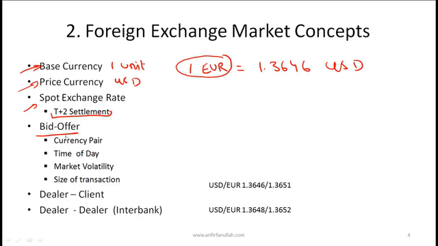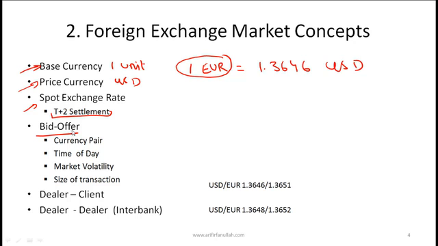Bid offer. Now for any given currency pair, so in this example euro US dollar, you are typically going to see 2 numbers. One is called the bid, the other is the offer. The bid rate is the rate at which an FX dealer will buy from a client, or the rate at which the dealer will buy. So the way I remember this, B for buy, B for bid, and this is from the perspective of the dealer, and offer is the rate at which the dealer will sell to the client.